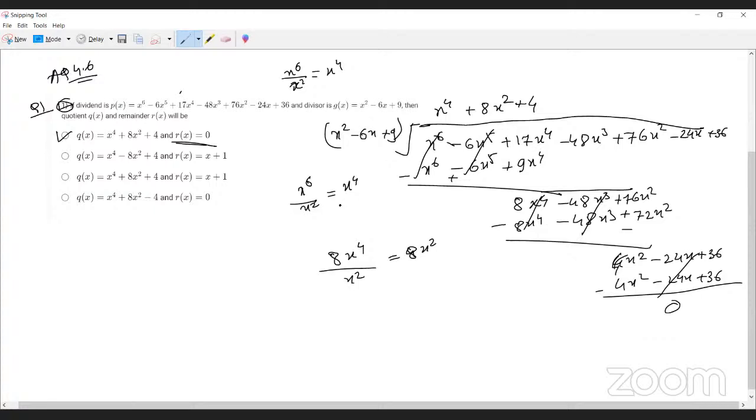Okay. Any other doubt in this part, division part? No, sir. Thank you for explaining this, sir.